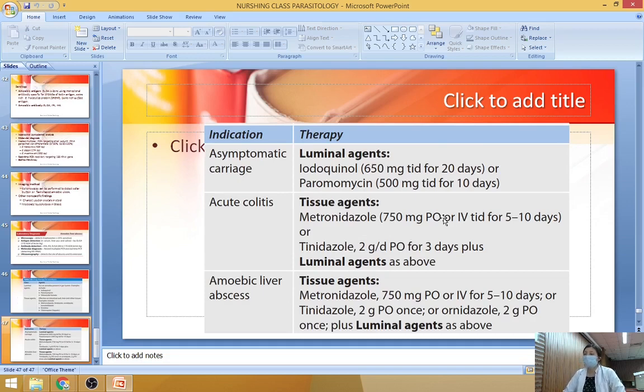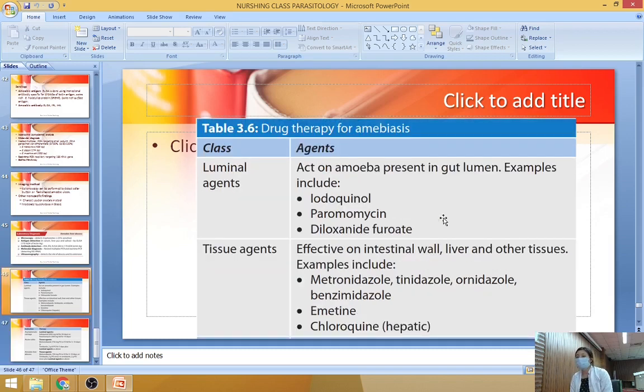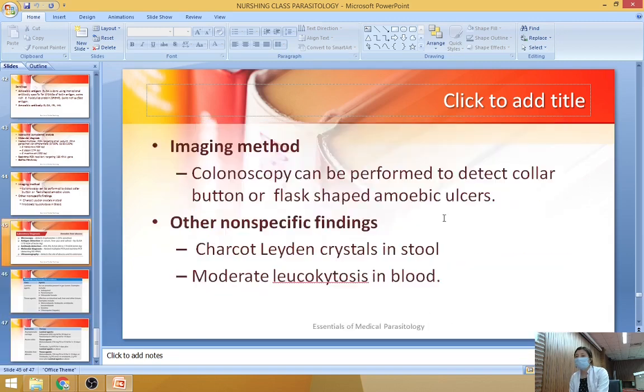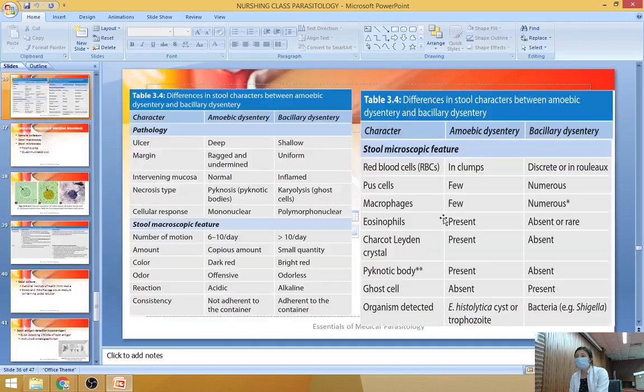Then asymptomatic carriage, like those people who don't present with any signs and symptoms. For those people we have to give luminal agents like iodoquinol, then paromomycin. Then for acute colitis, we have to give tissue agents like metronidazole, tinidazole, and luminal agents. Then for amoebic liver abscess, we have to give tissue agents like metronidazole, 750 milligram IV for 5 to 10 days, then tinidazole and all, but luminal agents also. Luminal agents like iodoquinol, paromomycin, and diloxanide furoate. We have to give these also. Then I think I have forgotten something.